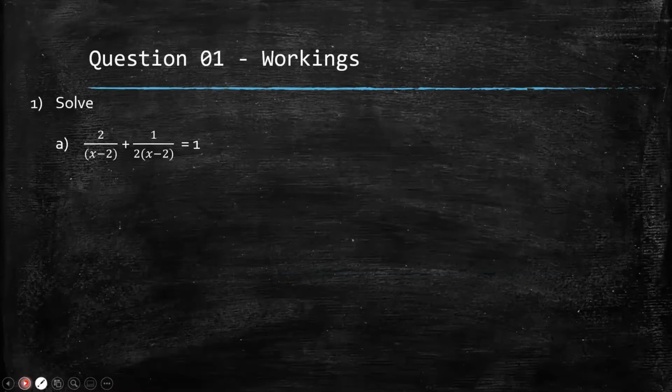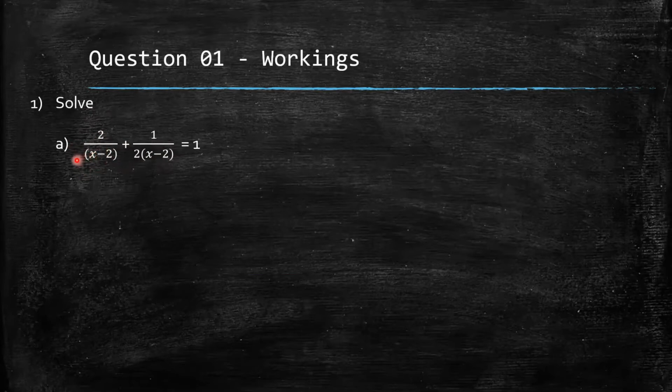So the first question says 2 over x minus 2 plus 1 over 2 times x minus 2 is equal to 1. So you need to solve for x. Now you can see this is our first term with the denominator x minus 2, and this is our second term with the denominator 2 times x minus 2. So you can see x minus 2 is common, but 2 is there, but 2 is not in your first term. So you need to make it 2 times x minus 2.